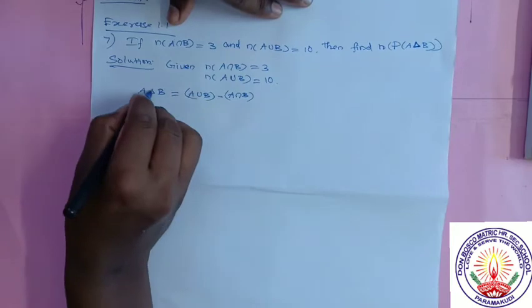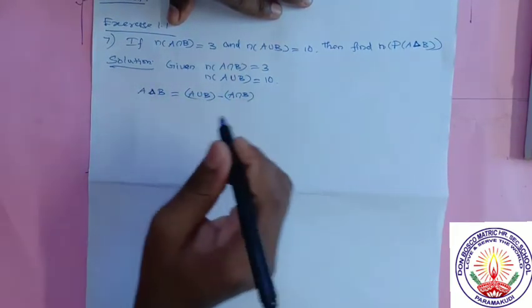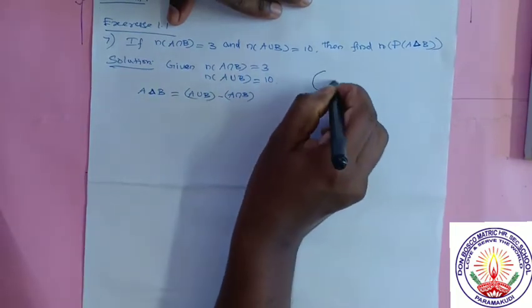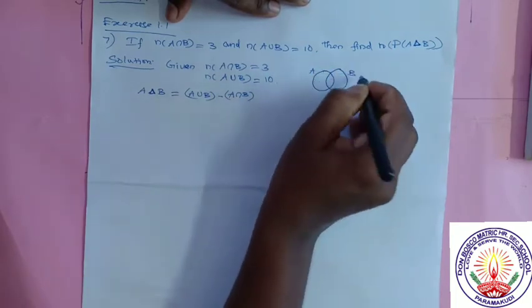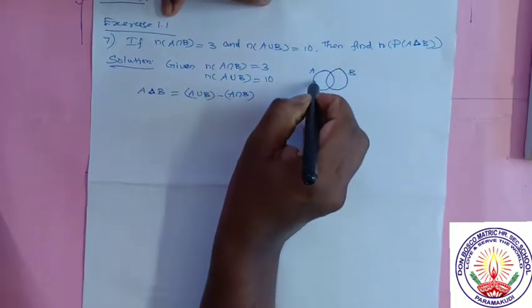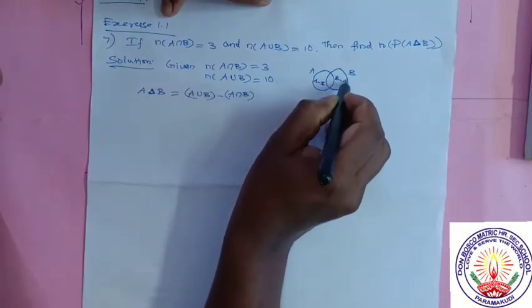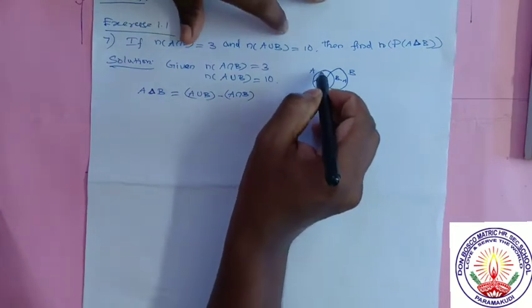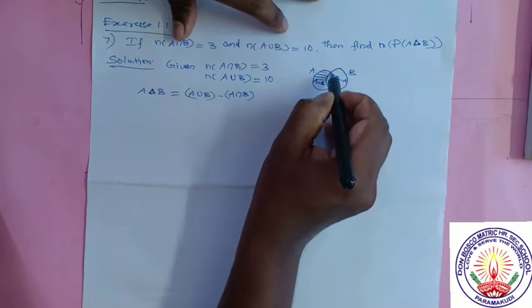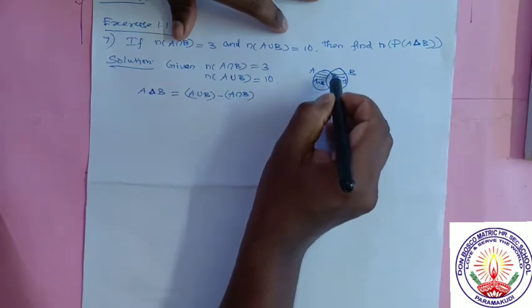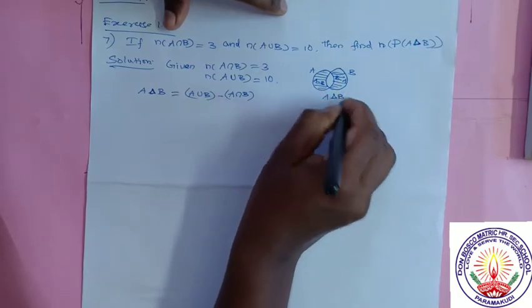A symmetric difference B is obtained by subtracting A intersection B from A union B. For example, consider this is set A, this is set B, this portion is A minus B, this portion is B minus A. Joining these two is the symmetric difference. That means if you take these shared portions, this is called A symmetric difference B.